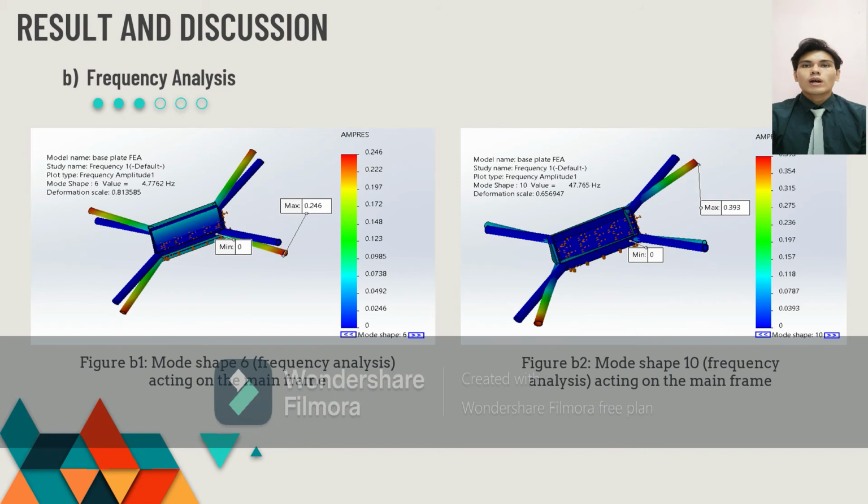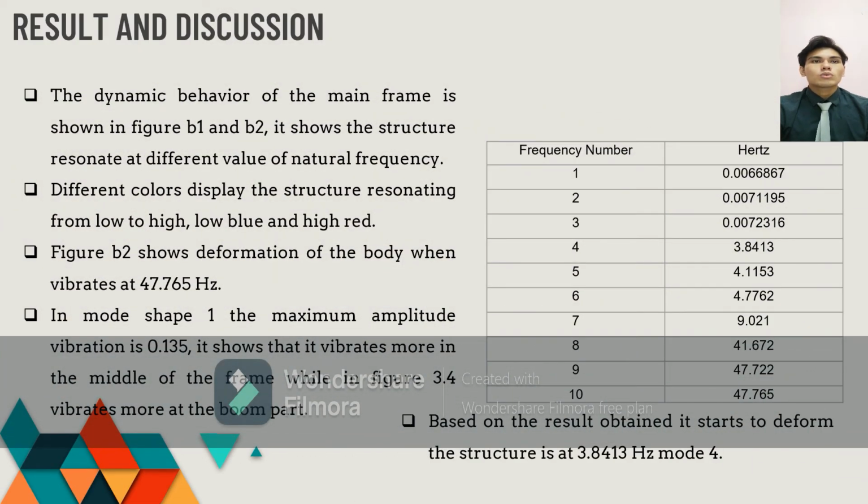4.7762 Hz, while in mode shape 10, it shows the dynamic behavior of the structure when it vibrates at 47.765 Hz. From the figure, it shows the dynamic behavior of the mainframe as shown in figure B1, B2. It shows that the structure resonates at different values of natural frequency. Different color display of the structure resonating from low to high, low blue and high red.